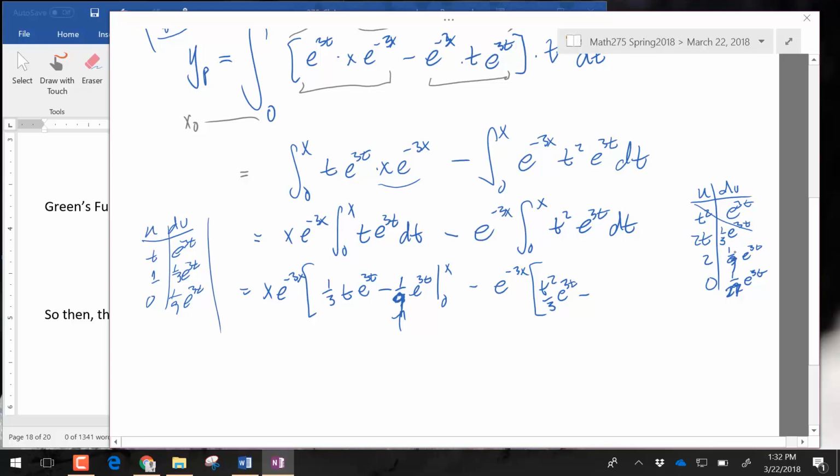All right, back over here, we have a 2 and a 9. So that's 2/9 t e to the 3t. And then the last one is going to be 2/27 with a positive e to the 3t. And then we want to evaluate this from 0 to x.